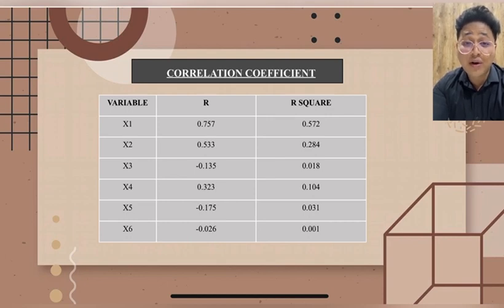The highest correlation coefficient between the variables y and x is x1, r equals 0.757, which is a strong positive linear relationship between the violent crime rate and the total reported crime rate. r squared equals 0.572, which is 57.2%. The variation in y is explained by x1.